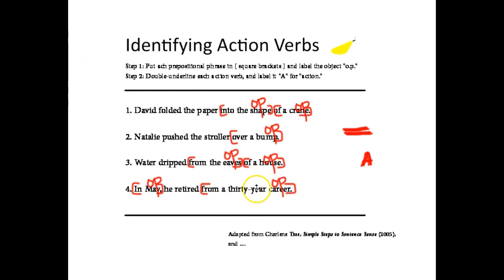And a lot of people miss this one here by ending it too soon. It shouldn't be "from a 30-year." It's from what? From career. Okay, so where do I put my double underlines?